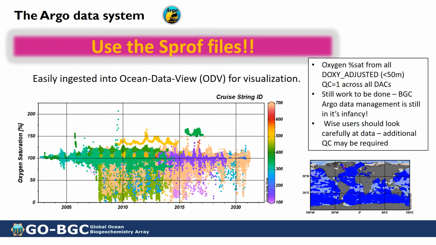It's clear to see that there are certain areas that likely require further assessment from the DACs. These floats above 150% saturation are likely incorrect. There's still a bit of work to be done. BGC Argo data management is in its infancy. And I just wanted to make the point that wise users should really look carefully at data. Additional QC may be required, and never hesitate to contact myself or other DAC managers if you have questions about the data.